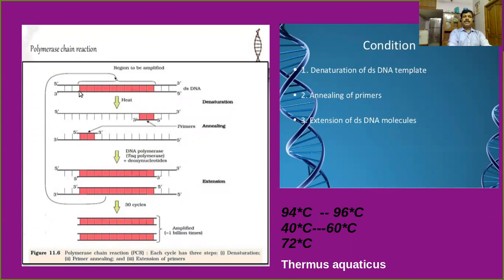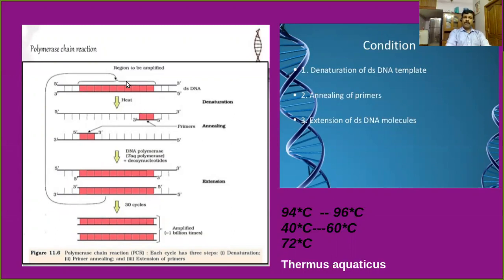Look, this is actually a double-stranded DNA. It has two polynucleotide strands, as we have discussed, which have opposite polarity. One strand has 5'3' polarity and the other strand has 3'5' polarity. This is the desired gene we have to amplify.